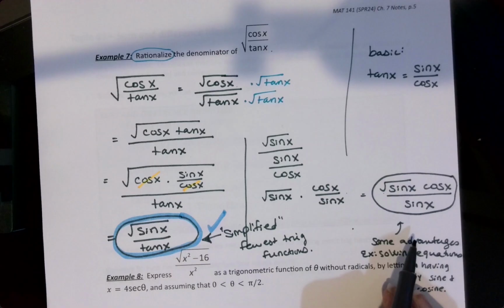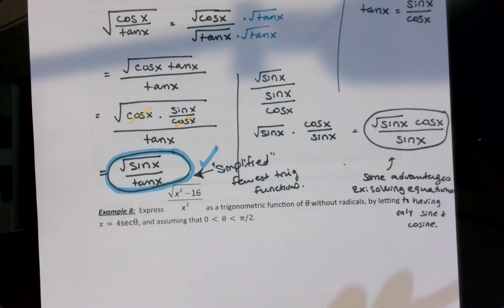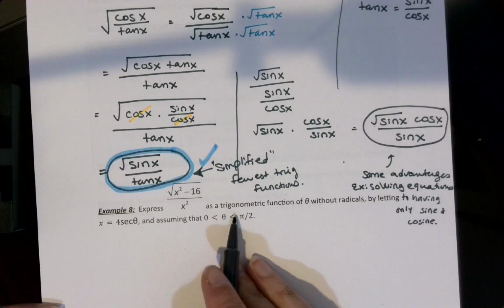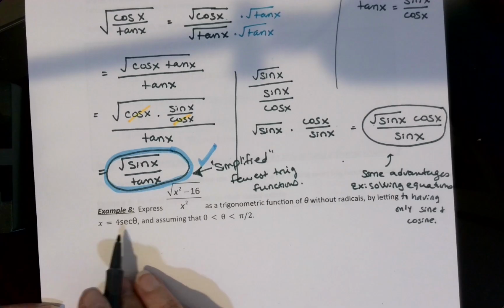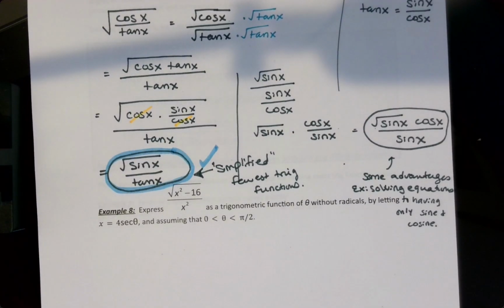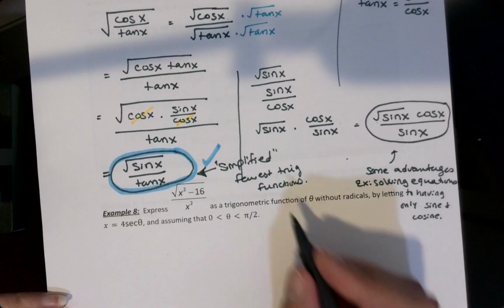In example 8, my goal is to express the square root of x squared minus 16 over x squared as a trigonometric function of theta without any radicals by letting x equals 4 secant of theta, and assuming that theta is between 0 and pi half, so in quadrant 1. Okay. So we're starting with the square root of x squared minus 16 over x squared. And what I have been asked to do is to let x equal 4 secant of theta.